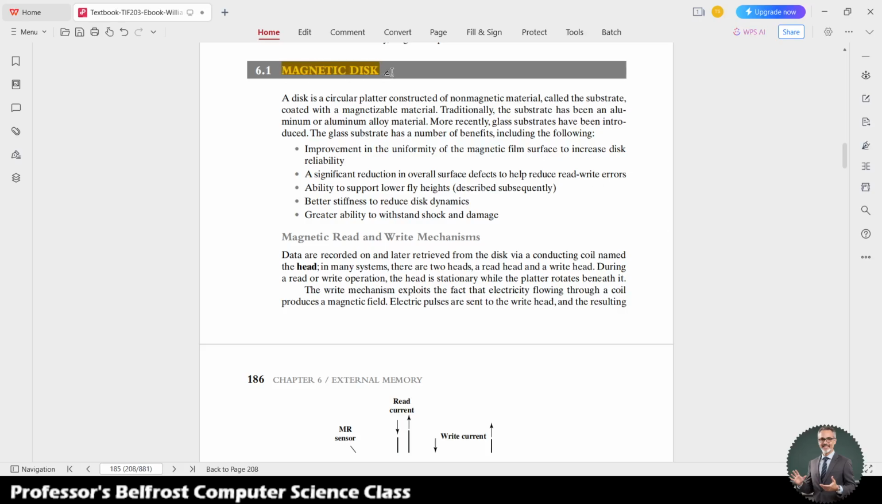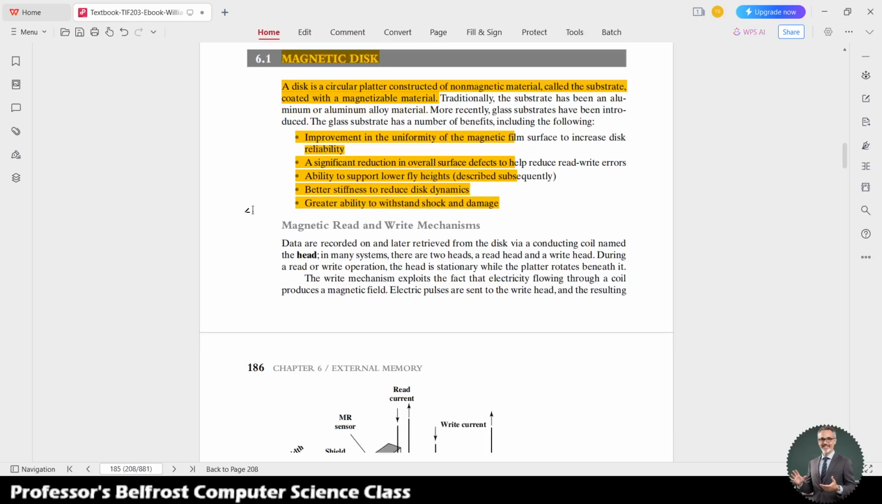The first one is the magnetic disk. So, what is a disk? A disk in computer terminology is a circular plate constructed of non-magnetic material called the substrate and coated with a magnetizable material. Traditionally, the substrate has been aluminum or aluminum alloy. More recently, glass substrates are used, and this provides certain benefits, like improvement of uniformity, significant reduction in defects, the ability to support lower fly height, better stiffness, and the ability to withstand shock and damage.